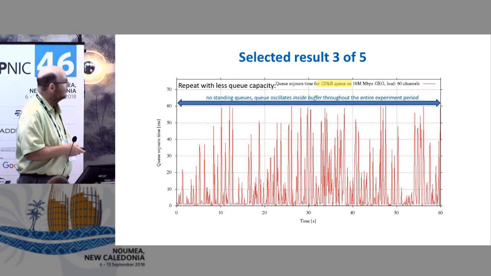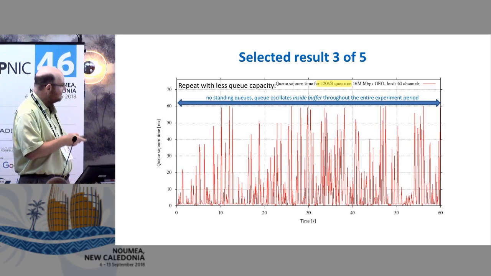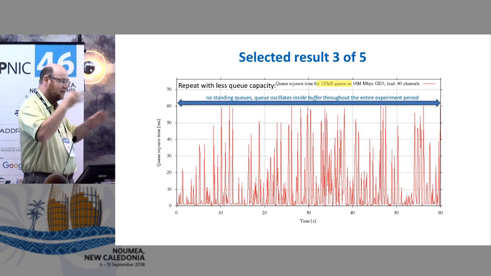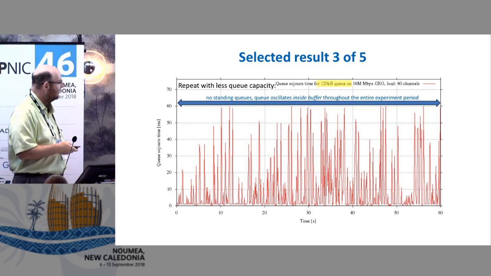So if we're bringing the queue down, then what basically happens is that we now get a queue that actually oscillates nicely within the buffer. So it's actually acting as the shock absorber. It's not having any standing queues.